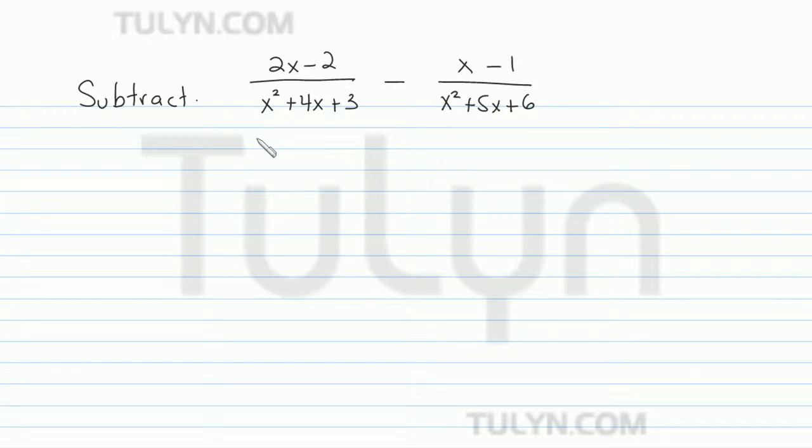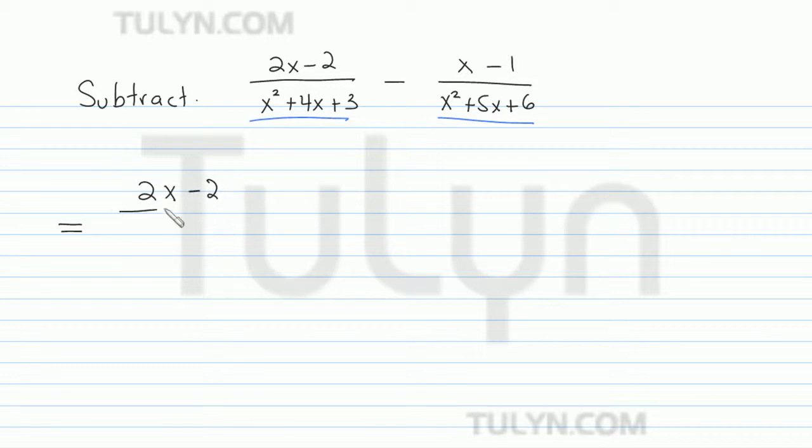So what we have to do is get them to look the same, and how we do that is by using the LCD. So we have to factor the denominators and then build the LCD from the factors, just like how you would with numbers or fractions. So the first thing we should do is factor each of these denominators. I'm going to rewrite the expression with the factored denominators.